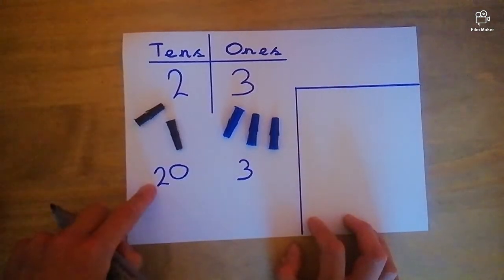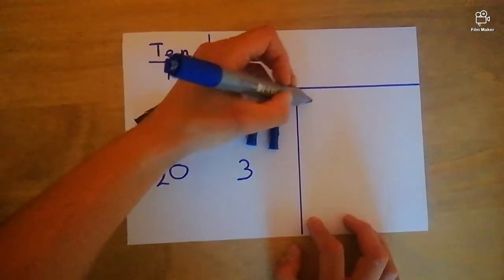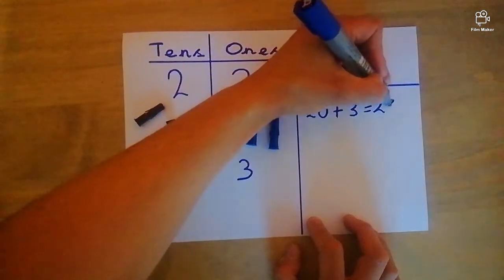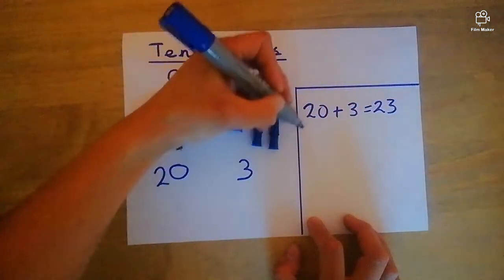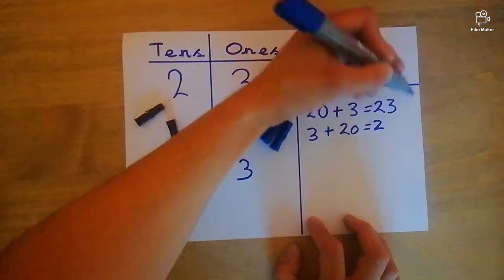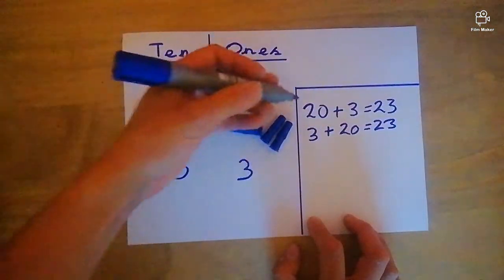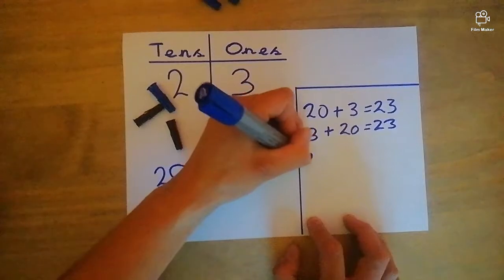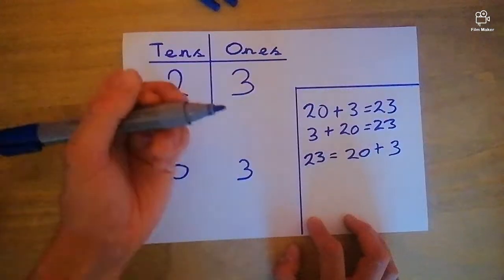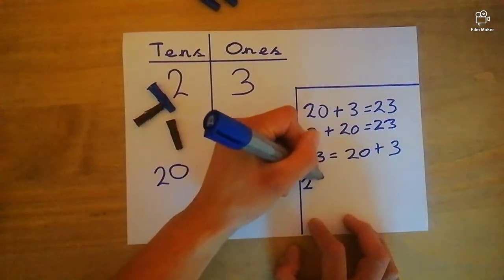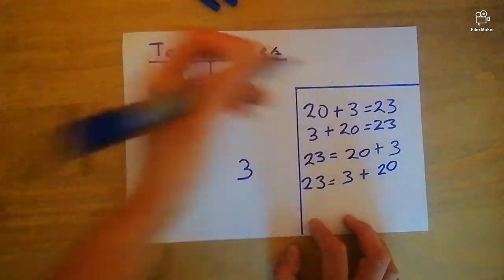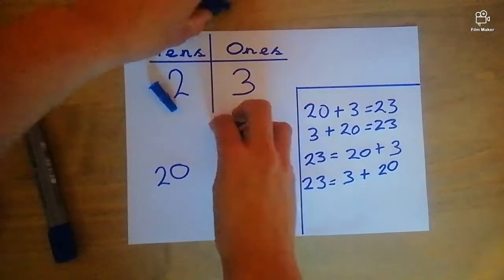addition number facts. From this, I can see that we quite clearly can have 20 add 3 equals 23. The wonderful thing about addition is we can swap these round, and we know that 3 add 20 equals 23. That's 2. We've got 2 more. We know that 23 equals 20 add 3. And I'm sure you've guessed the last one. 23 equals 3 add 20.